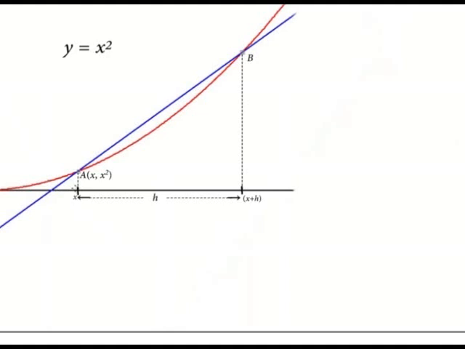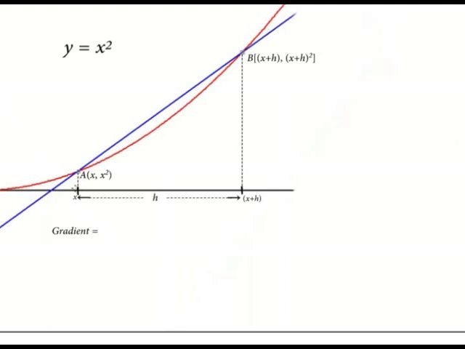The x-coordinate is x plus h, that we already know. How about y? The curve has equation y is equal to x squared. So for every value of x, to get the corresponding value of y, we square the x value. So we shall have (x plus h) squared. And so the coordinates of point B is (x plus h, (x plus h) squared). We join the 2 points and then get the gradient of the straight line.